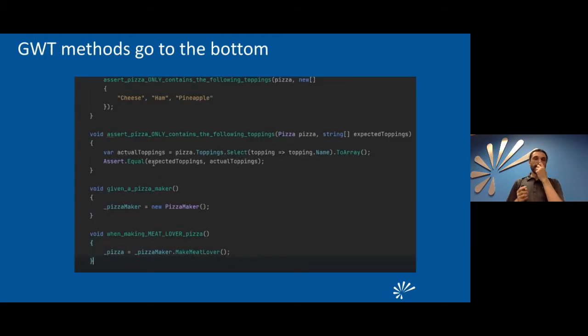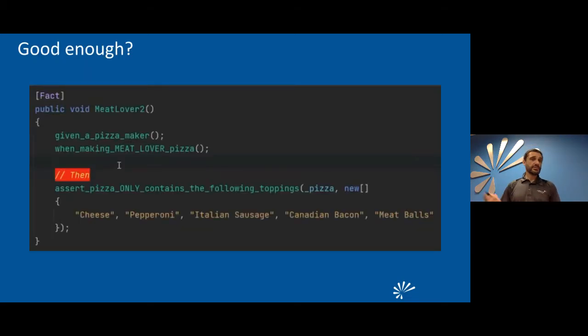Moving on, those given when then methods that I create, I dump them all at the bottom of the file. Because when I open a test, I want to see the given when then right at the top. That's the most important thing that I want to see when I get into tests. From there, I can just F12, go to definition, and then the methods are right there at the bottom of the file, right? Is this good enough?